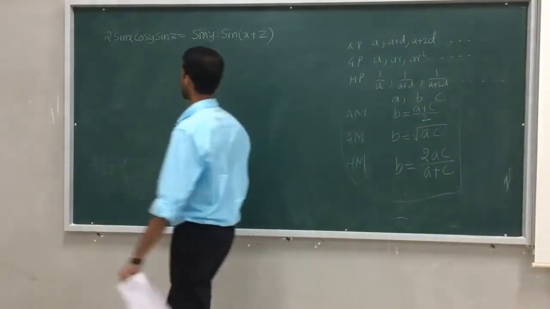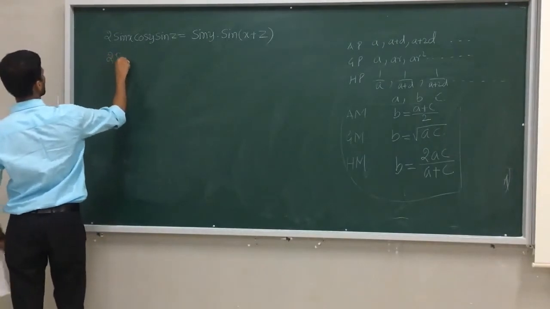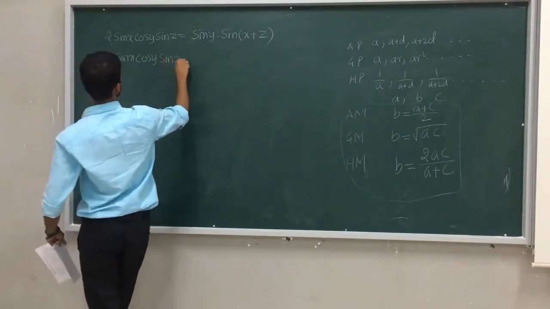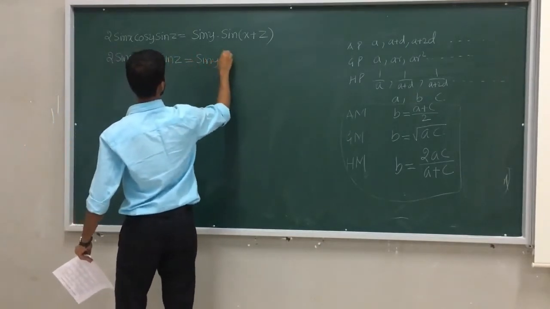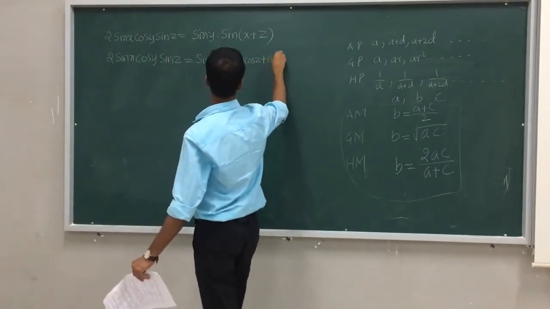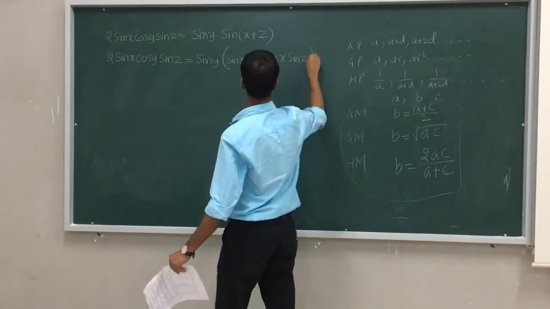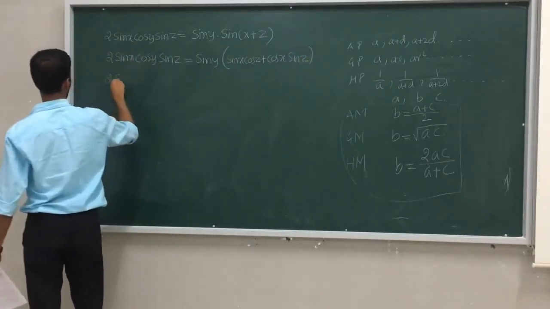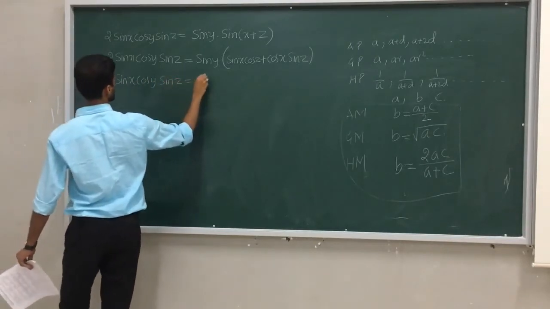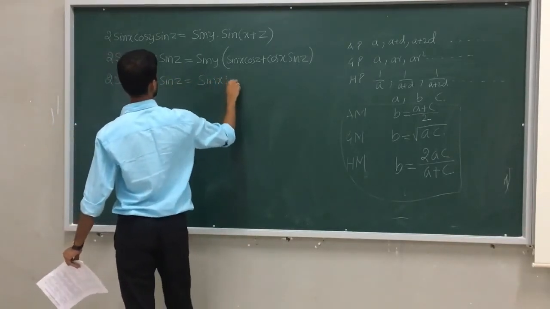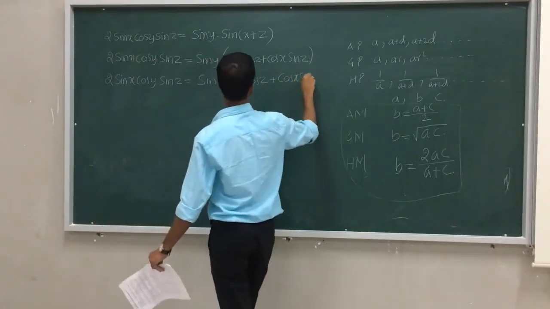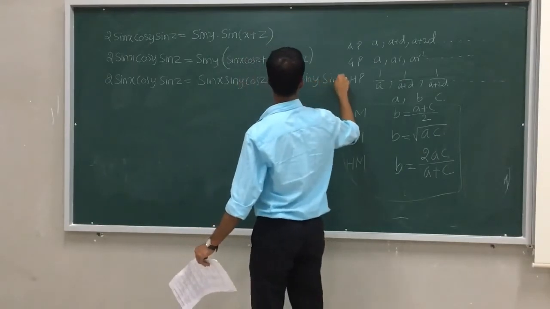So what I will do here is write this as 2 times sin x cos y sin z is equal to sin y times (sin x cos z plus cos x sin z). So we write 2 times sin x cos y sin z equals sin x sin y cos z plus cos x sin y sin z.